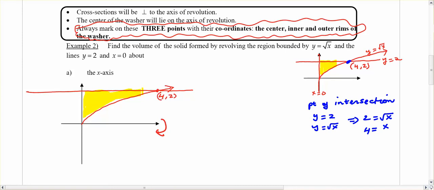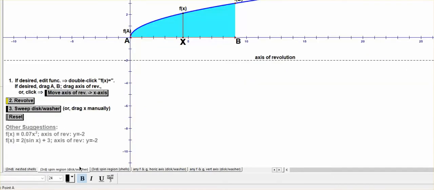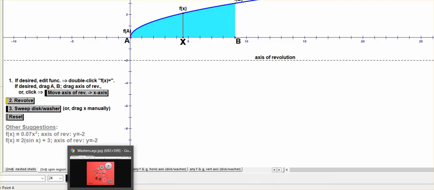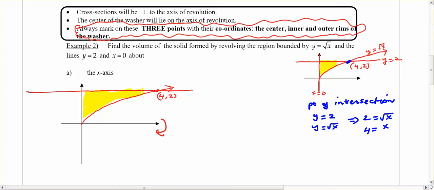And we're going to take this region and revolve it around the x-axis. And actually, we can look and see what happens with that one. Let me see. I'm pretty sure it's here. Yes. Oh, wait a minute. I've got that set up for something else. So we'll just have to do this one by ourselves, I think. Sorry about that.